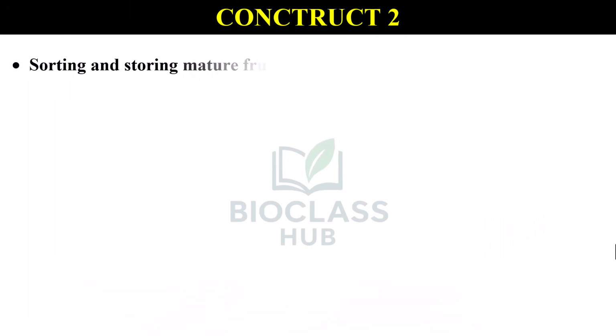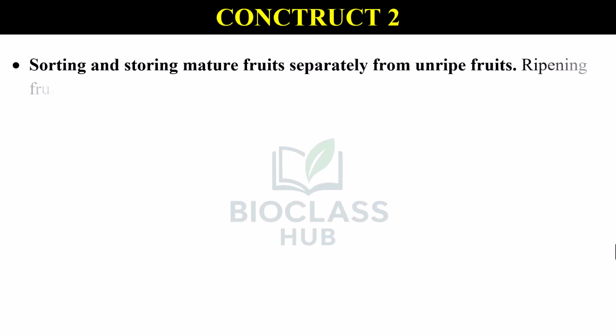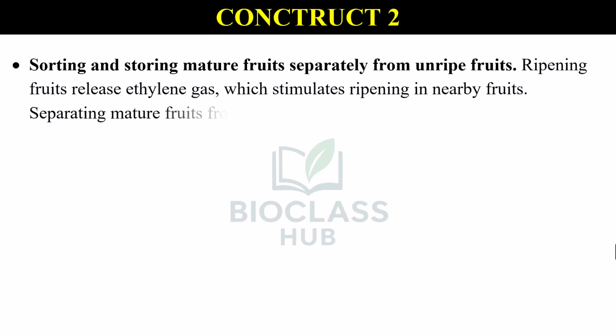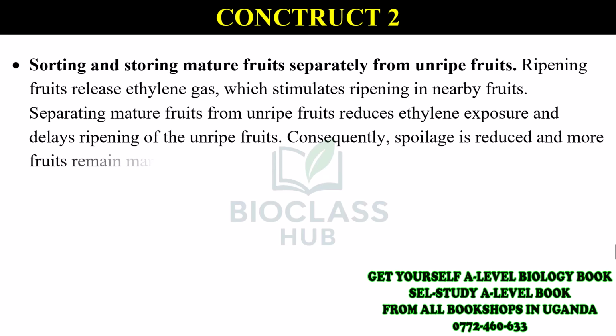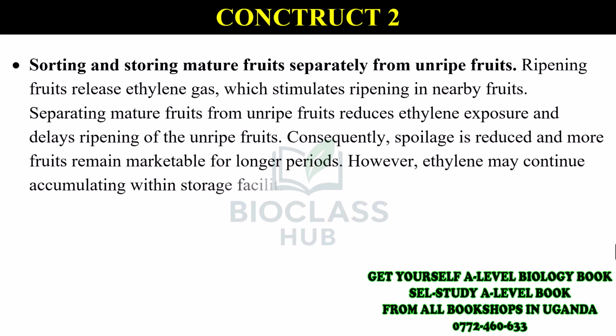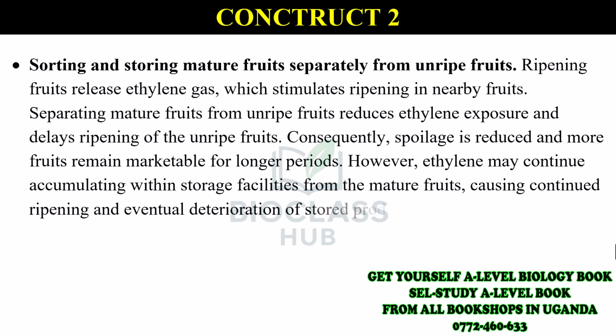Sorting and storing mature fruits separately from unripe fruits. Ripening fruits release ethylene gas, which stimulates ripening in nearby fruits. Separating mature fruits from unripe fruits reduces ethylene exposure and delays ripening of the unripe fruits. Consequently, spoilage is reduced and more fruits remain marketable for longer periods.